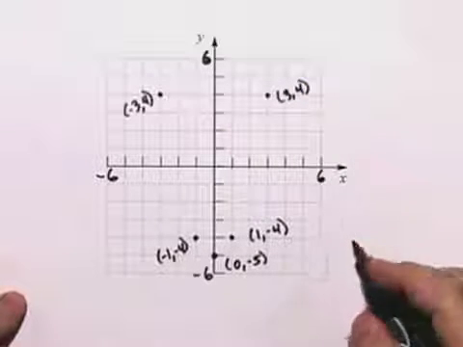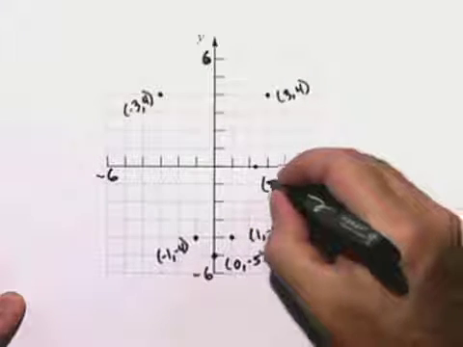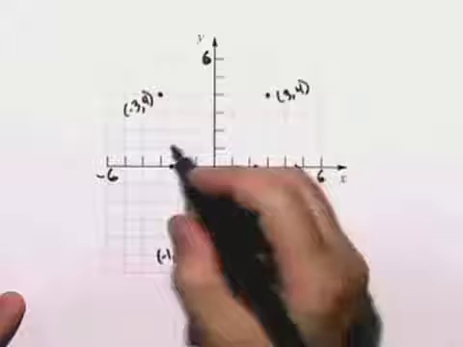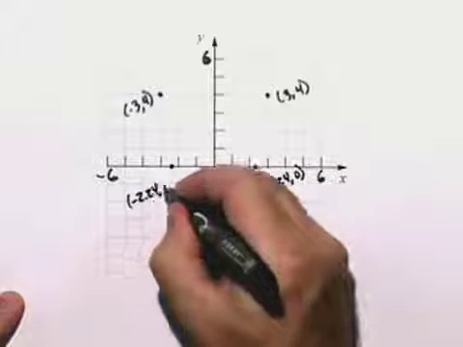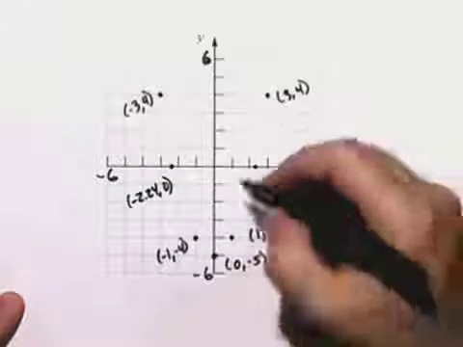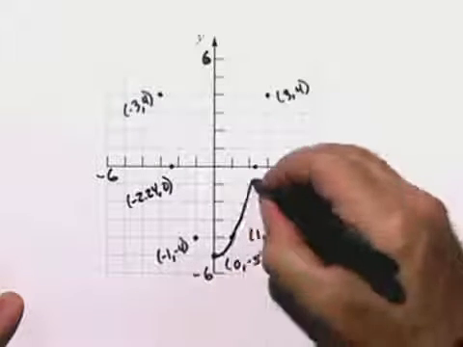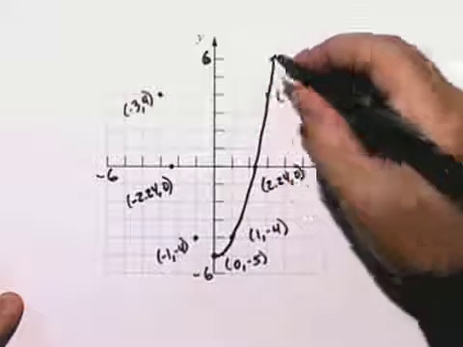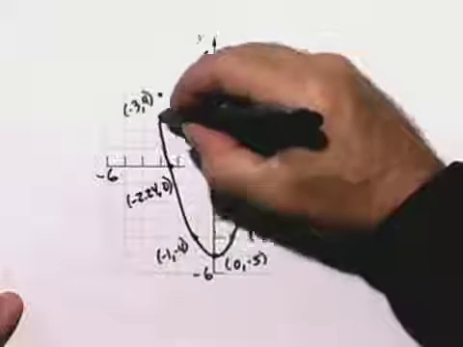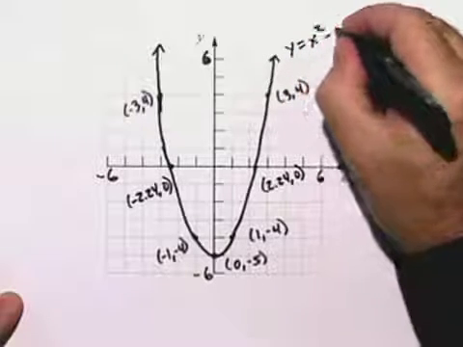And we also found two x-intercepts. Found an x-intercept at about 2.24, 0, and at -2.24. So with these 7 points, we're going to connect these with a smooth curve and extend the graph. And there we have the graph of y equals x squared minus 5.